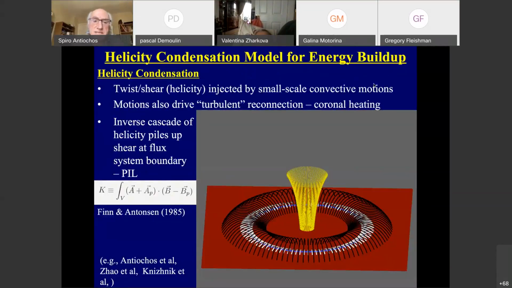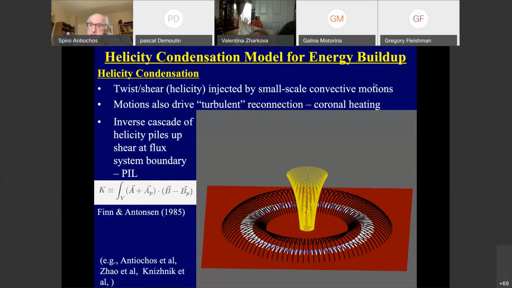Third process is helicity condensation. So how does this work? The basic idea here is that we know that the small scale convective motions, the granules and supergranules, inject free energy into the corona, right? That's the free energy that gives you coronal heating.